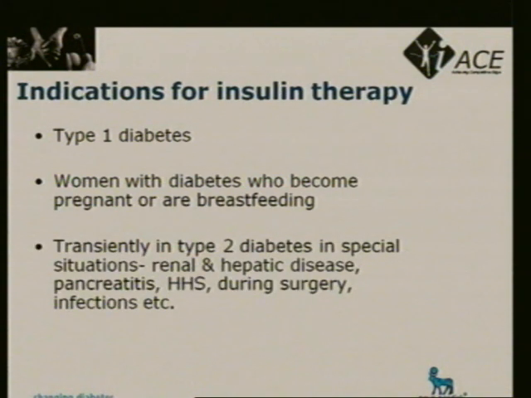In the treatment of type 2 diabetes, insulin plays a special role in certain special situations, such as those with renal and hepatic disease, pancreatitis, hyperosmolar state or HHS, during surgery, perioperative preparation for patients with type 2 diabetes, during acute infections, sepsis, etc. And of course, in type 2 diabetes, insulin plays an important role in inadequately controlled patients on oral antidiabetic drugs.